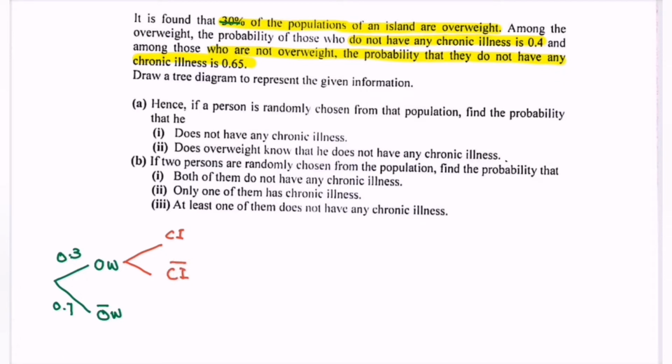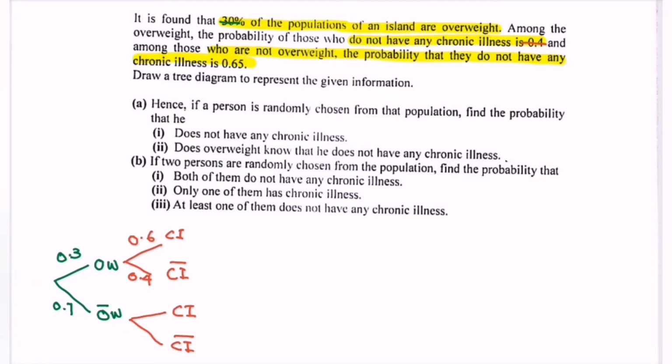So among the overweight, the probability that those who do not have any chronic illness is 0.4. So here we have 0.4, automatically here we have 0.6. So remember, for each branch, when we total up, we will have 1. If that doesn't happen, it means something is wrong with your table or diagram. Next, focus on this part. We have chronic illness and then no chronic illness. So we have done 0.4.